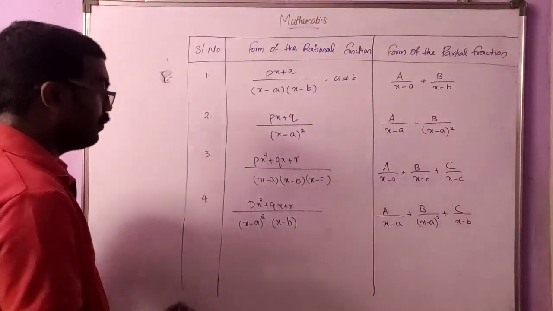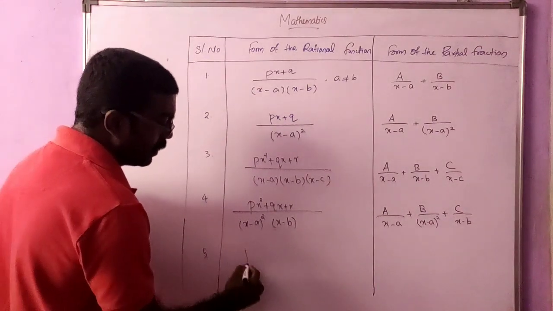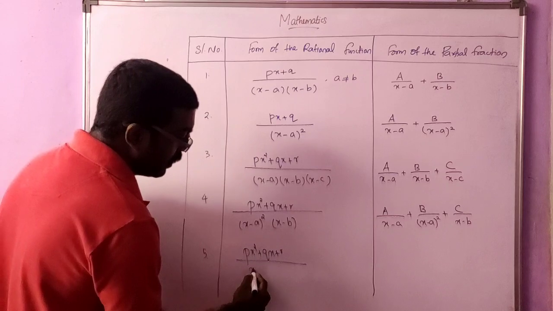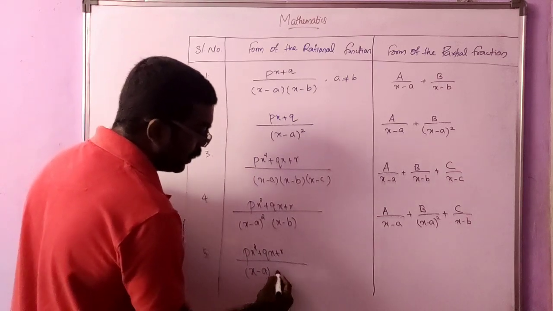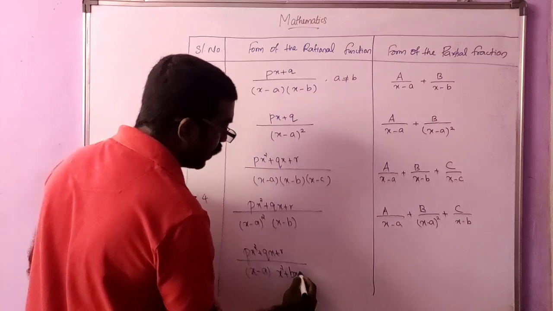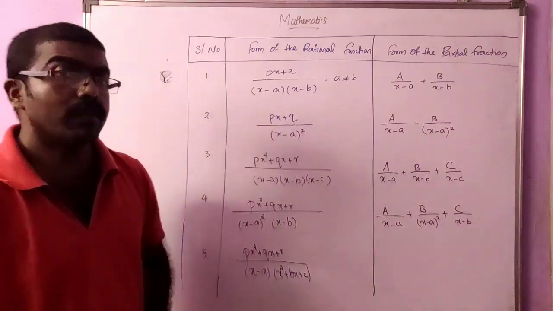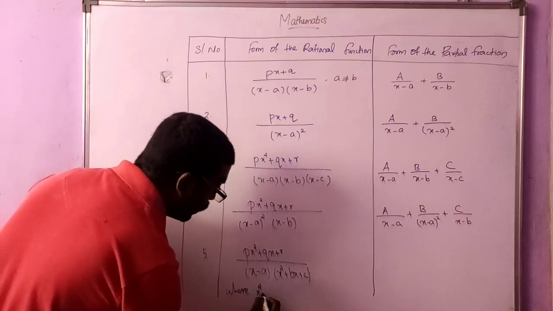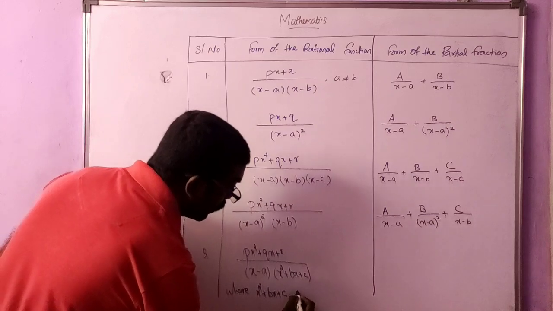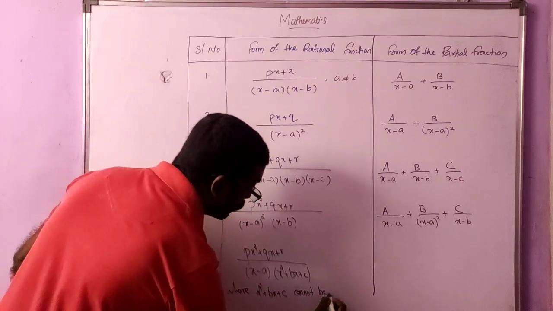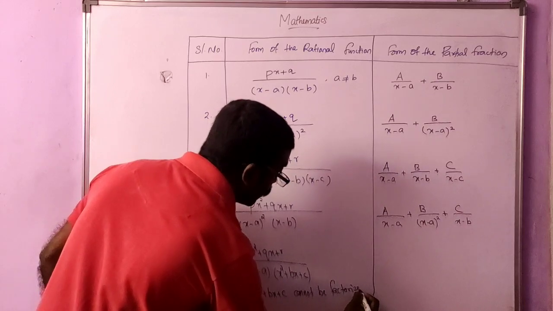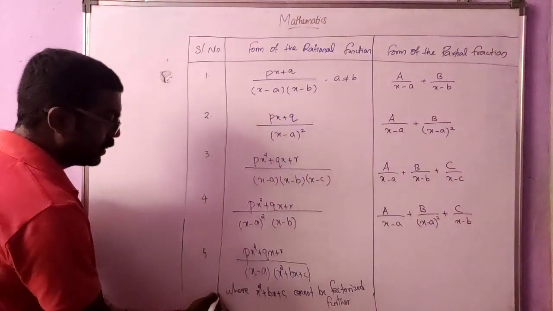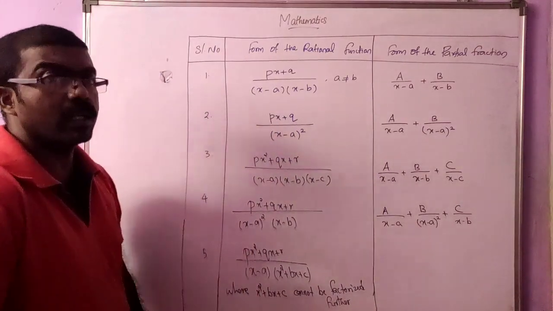Clear? And the fifth one or the last one is px square plus qx plus r divided by x minus a into x square plus bx plus c. Here an important point you have to remember is where x square plus bx plus c, the second degree factor, cannot be factorized further. So this is the condition. x square plus bx plus c cannot be factorized further.